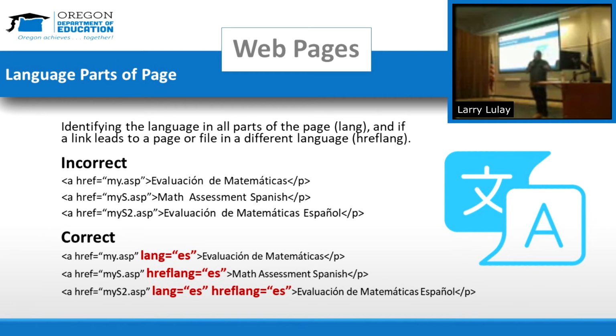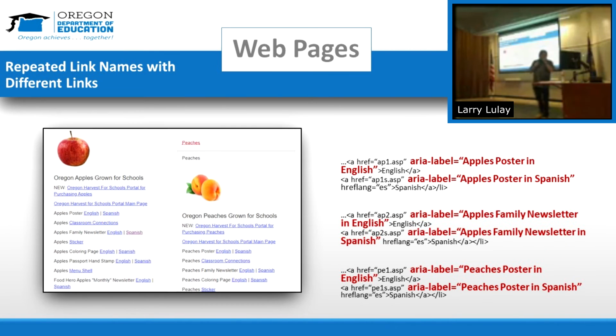The final example, you see both of those things. And in a case where you have Spanish in the text and then you have a document that you're linking to that's Spanish, you have to include both of those. Miss any one of those, you have a violation.